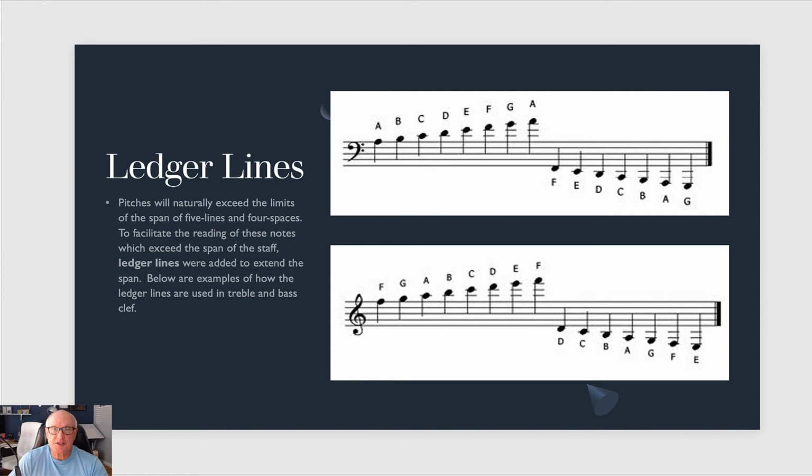Because the pitches continue beyond the scope of the written five lines and four spaces, we add small lines called ledger lines. Now, this goes back to the Middle Ages and early neumatic notation. So you can see that you just create the ledger line as a placeholder so that your eye can see that really, really clearly. And so that helps us extend below and above the given staff.